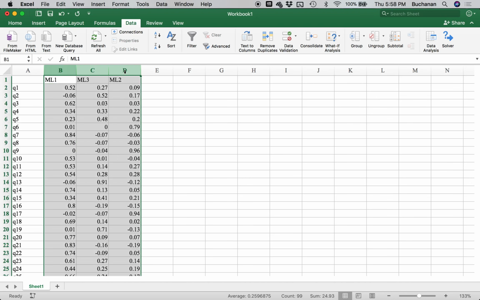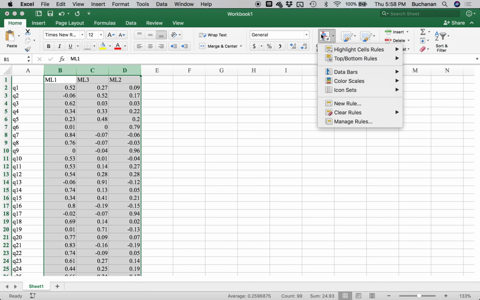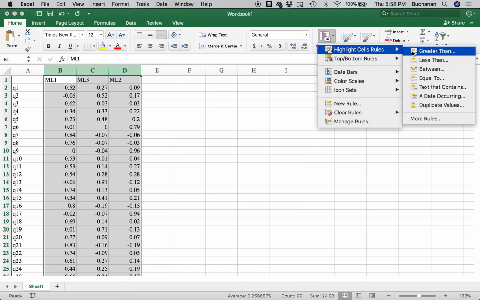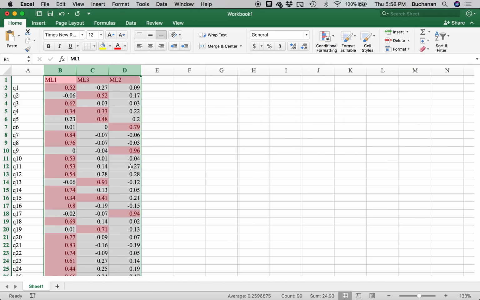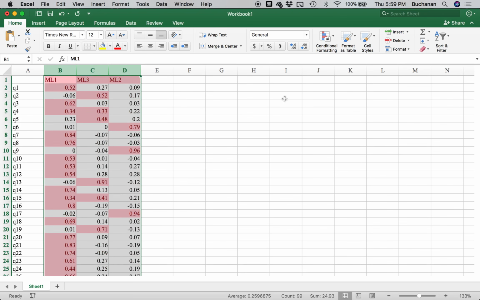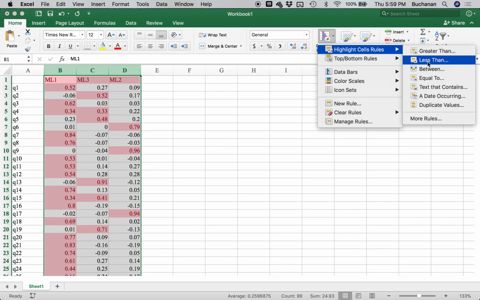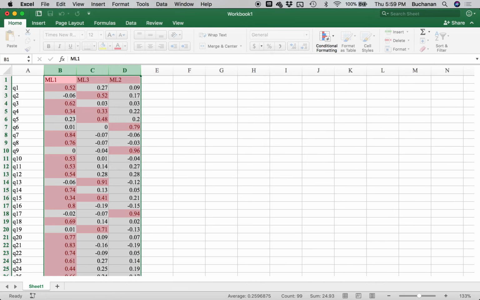So I'm going to highlight all 3 of these, click on Home, go over here to Conditional Formatting. Under Highlight Cell Rules, pick greater than. I'm going to do 0.299. So this is going to highlight everything that's greater than 0.3. And what that does for me is it makes it a nice visual way to see where items load. You can also do Conditional Formatting, Highlight Cell Rules, less than, negative 0.299. This will capture any of those negatives. Kind of depends on how you feel about negatives. Sometimes people delete negatives because they don't want it to be related in the opposite direction to the factor.